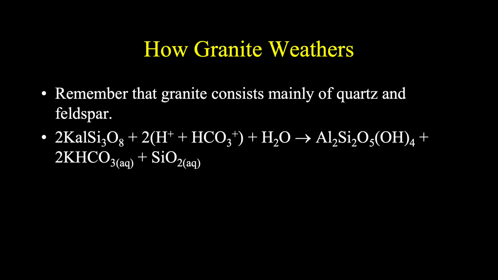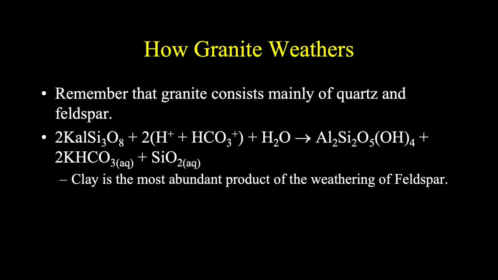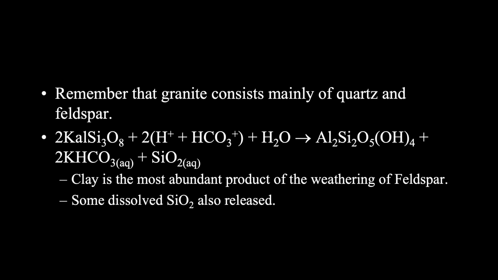Potassium feldspar reacts with the carbonic acid and water to produce clay minerals and calcium bicarbonate, which is water soluble, and some silica in solution in the water. Clay is the most abundant product of the weathering of feldspars. Not just potassium feldspar, but also the plagioclase feldspars. And as a result of this, some silica is released into solution as well in the water.